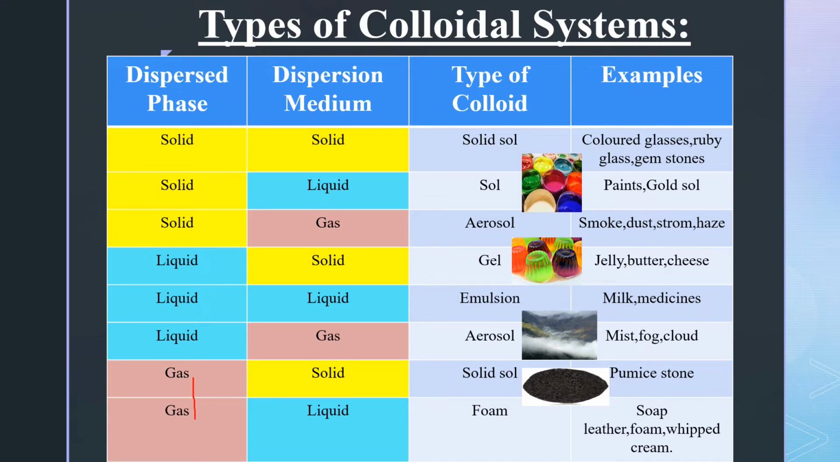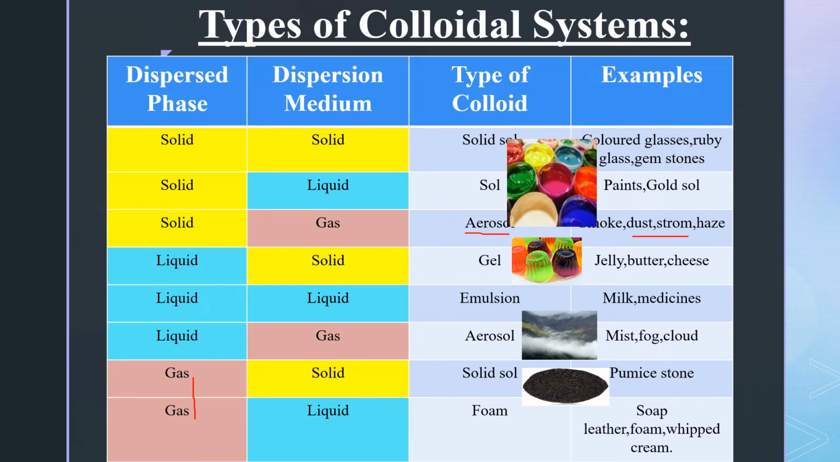When dispersed phase is solid but dispersion medium is liquid, then such type of colloid is known as sol. Examples for these are paint or gold sols. If dispersed phase is solid and dispersion medium is gas, then that type of colloid is known as aerosol, where the dispersion medium is gas, and the examples are smoke, dust storm, haze.